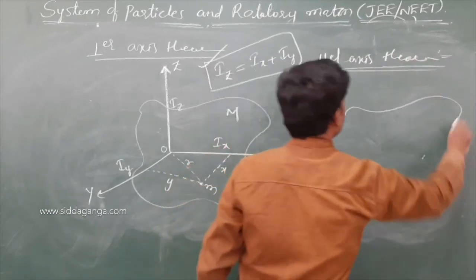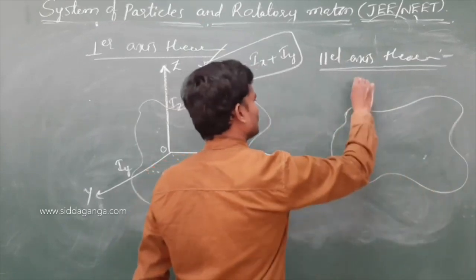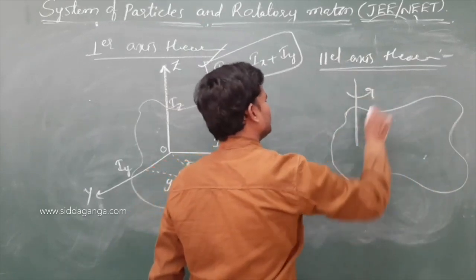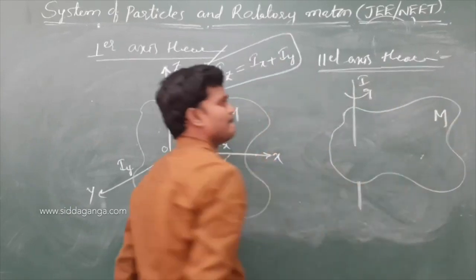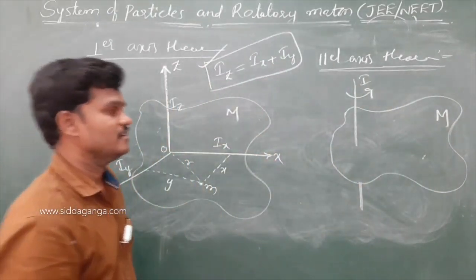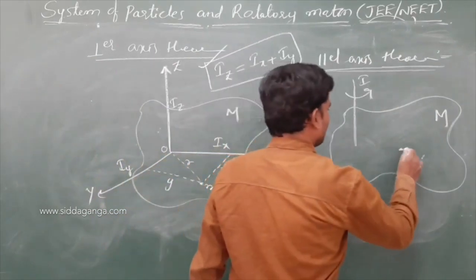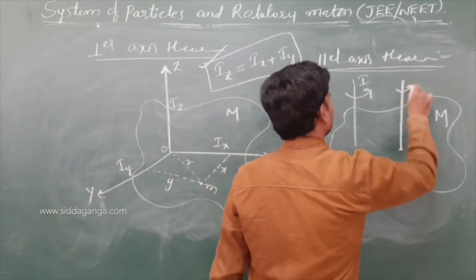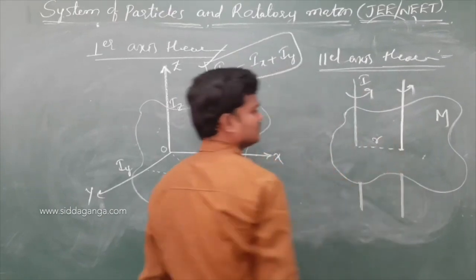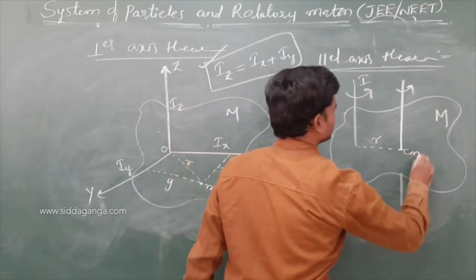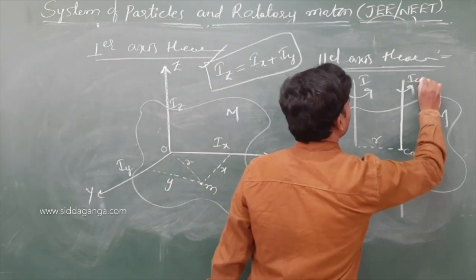See, this is the plane lamina. Let us suppose it is rotating about this axis, whose moment of inertia is I. And if this is the center of mass, this center of mass also rotates about this axis at a distance of r. And this is the center of mass, and this is the moment of inertia of the center of mass.